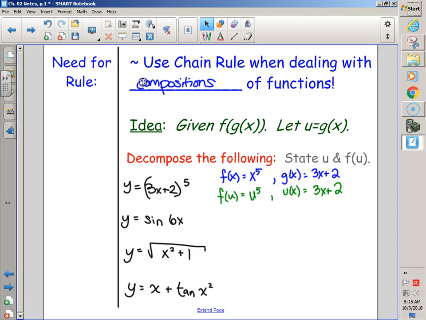Talking about the different pieces, the different elements, one inside the other. P.S. g of x, or u, is always the innermost. Unless we have an innermost inside an innermost. That's where this comes in. But all of these just have two. Either f and g or f and u. Go ahead and get them down.